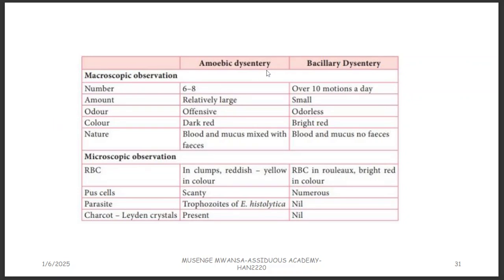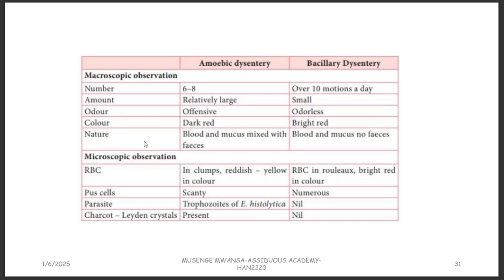So to differentiate amoebic dysentery from bacillary dysentery, you can look at these features. For amoebic dysentery, normally the odor is offensive. Bacillary, the one caused by bacteria, is odorless. Amoebic is dark red, and bacillary is bright red. In amoebic dysentery, there is blood and mucus mixed with feces, while in bacillary dysentery, there is blood and mucus but no feces at all.